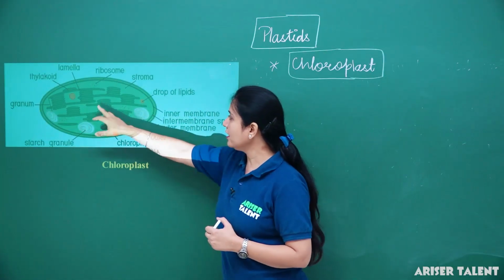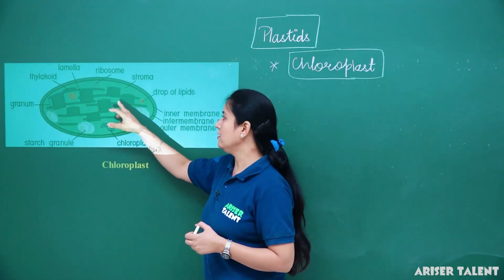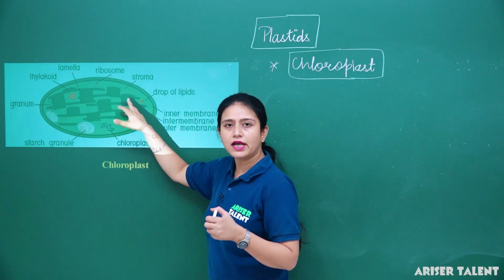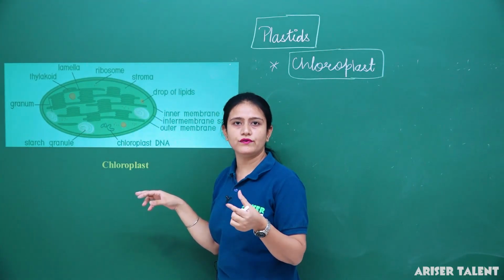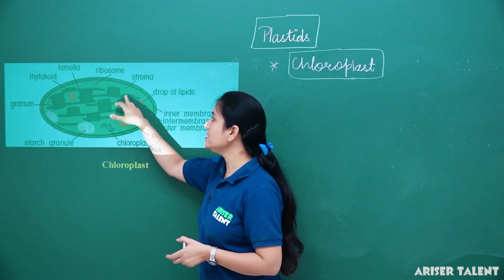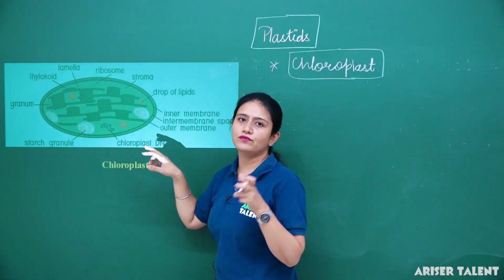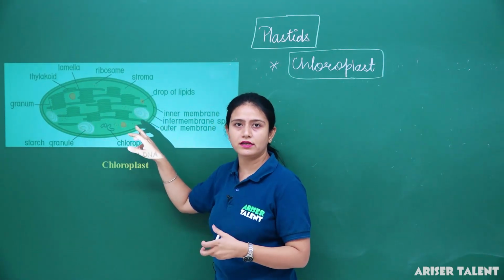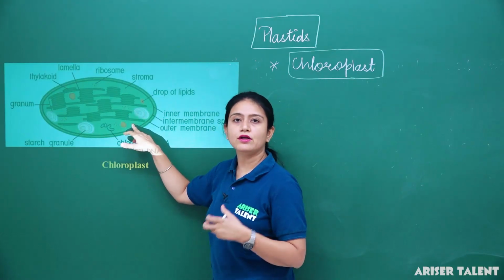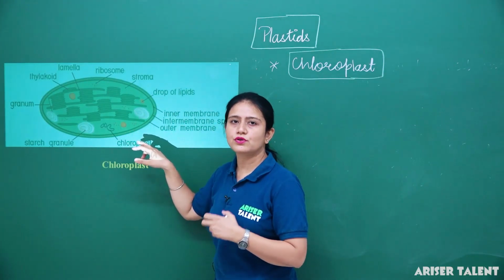Then here we can see the parallel layers, known as thylakoids. They are generally green in color because they contain chlorophyll, and this is the reason that thylakoids are the site of photosynthesis. But the matrix, which does not have any color, is the site of dark reaction during photosynthesis.